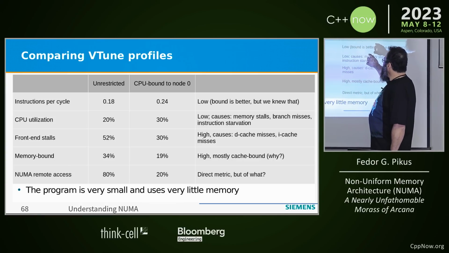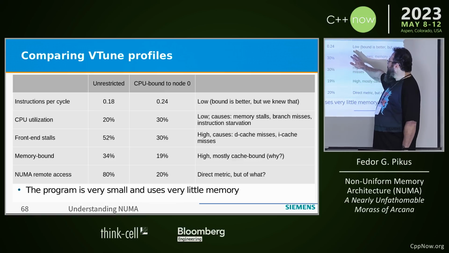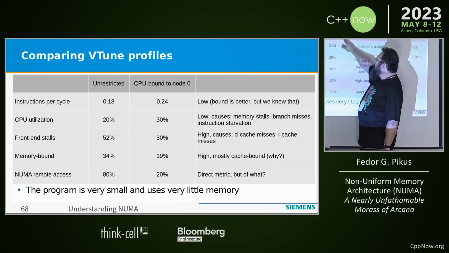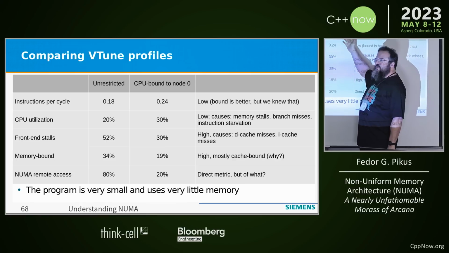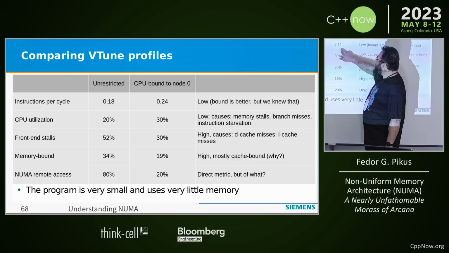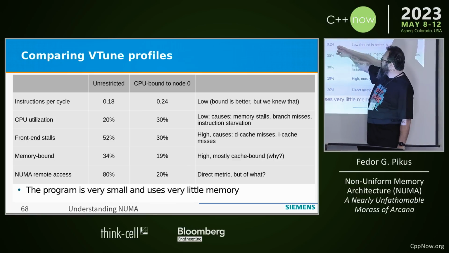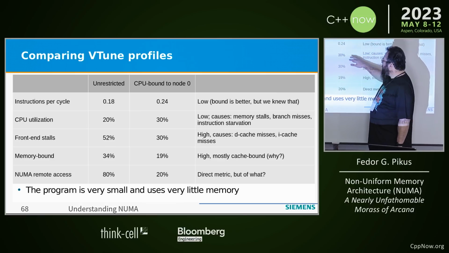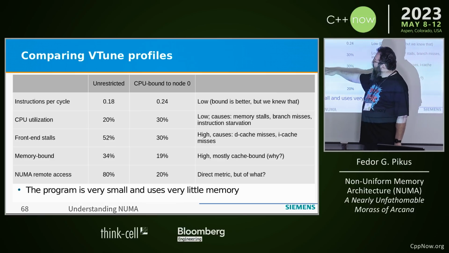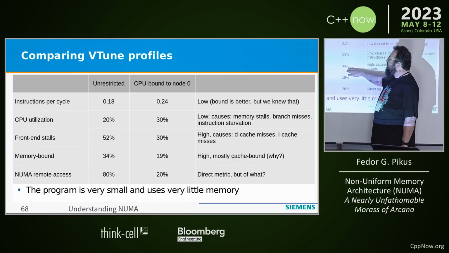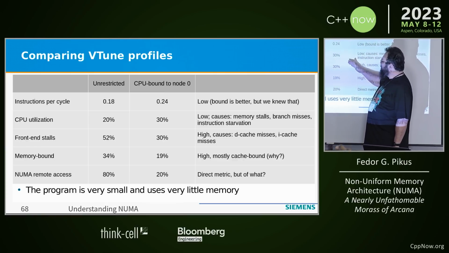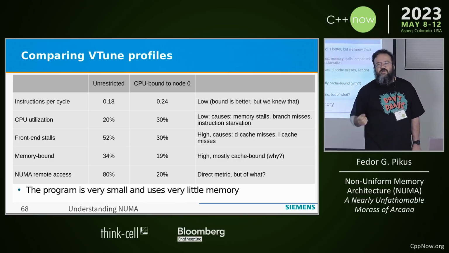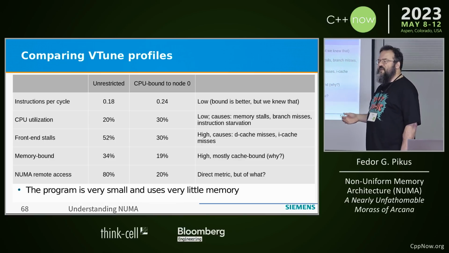VTune says, so this is our parallel for each. This is the one where I bound all CPUs to node 0. It doesn't matter where the memory is. As you've seen, it still runs twice as fast as unbound. More instructions per cycle, still pretty low. Slightly better CPU utilization, still pretty low. Fewer front-end stalls. What's a front-end stall? Decoding instructions, basically, instruction scheduling.